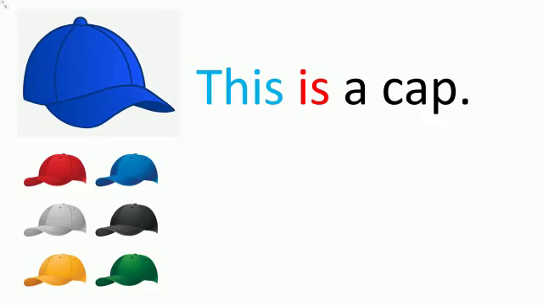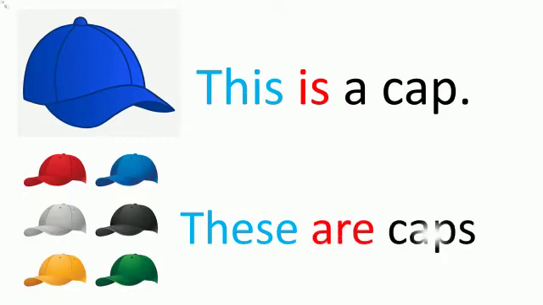Children, what is the next picture? It has many caps. Now when we have many objects near to us, we use the word these, and with these we always use are. Now let us form the sentence using the given picture. These are caps.